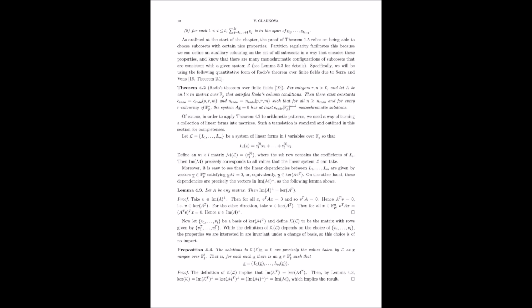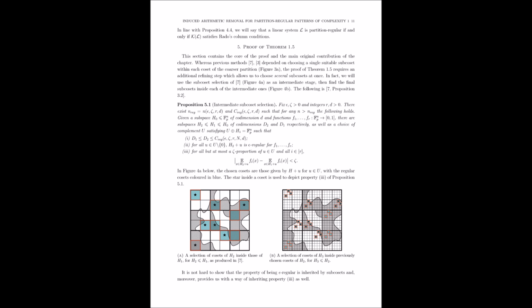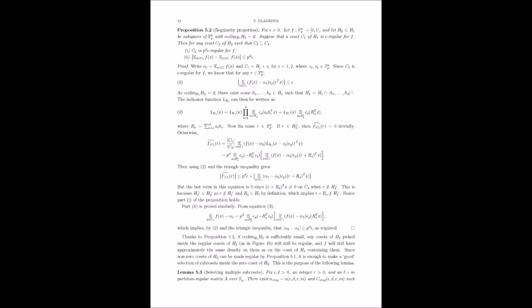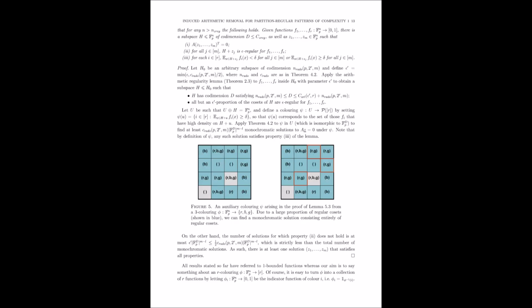So Gladkova focuses specifically on partition regular patterns of complexity 1. So these patterns are defined by linear forms. You can think of them as sets of points that satisfy a specific linear equation, and each point has a color assigned to it. And complexity 1 just means that we're looking at a simple linear relationship. All right, so we've got our colored space and then these unavoidable patterns.